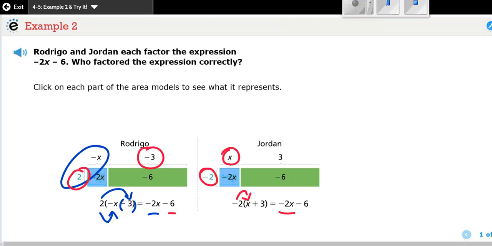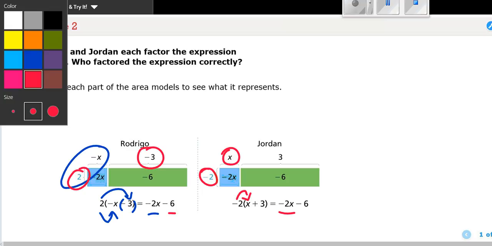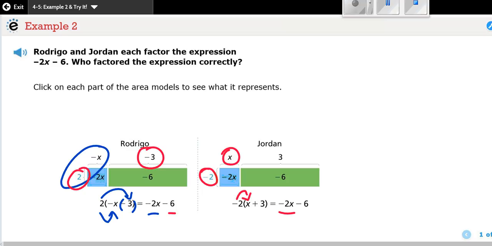Now if we go over to Jordan's, we're going to look at his process. He factored out a negative 2, and negative 2 times x is negative 2x, which he also has correct. Here's the big thing: did he do the next part correctly or not? We take this negative 2 again and multiply by 3. Here's the positive 3 right there. So negative 2 times 3 gives an answer of negative 6, and it's right.